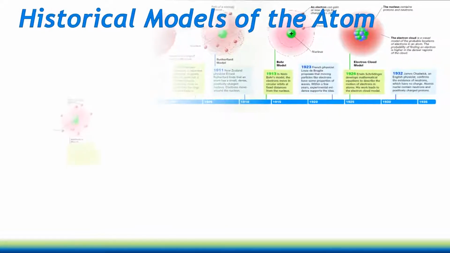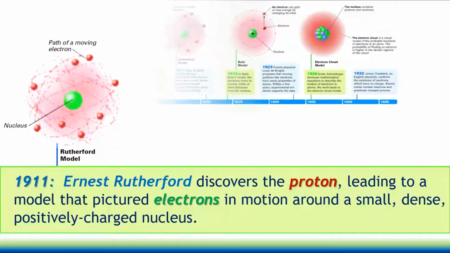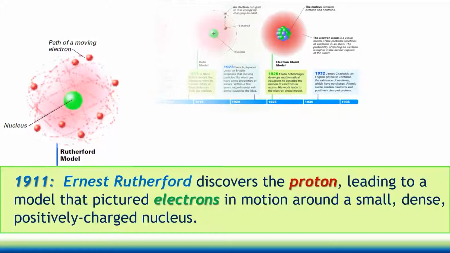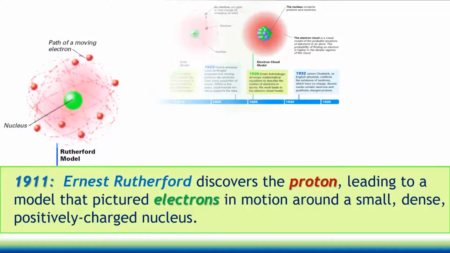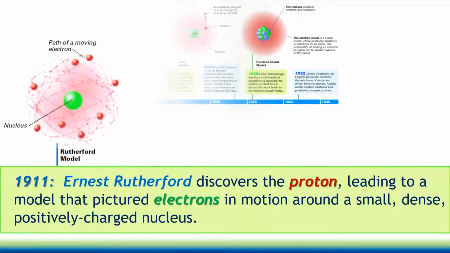Well, how long did Thomson's model prevail? Well, not quite 10 years, maybe a little bit more. One of his students, a New Zealander named Ernest Rutherford, graduated from Cambridge University and went to a college in Canada. And he did an experiment there, and quite by accident, he discovered the proton.